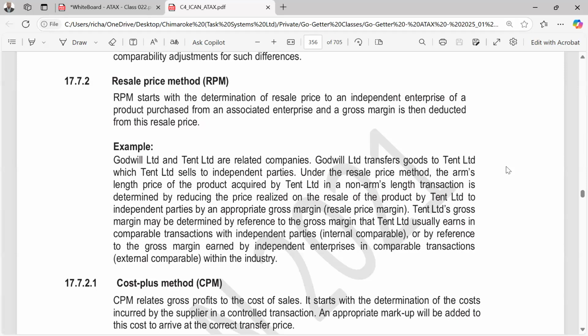So that non-arm's length transaction is determined by reducing the price realized on this resale of the products. So what it means is that you have an appropriate gross margin. If you sell something that is normally being sold at 1 million naira in the market, and you now sold it at 1 million, that's fine. Arm's length is being recorded here for you.